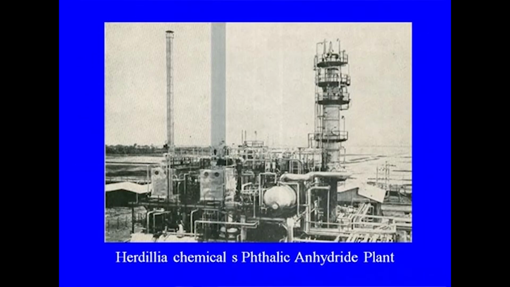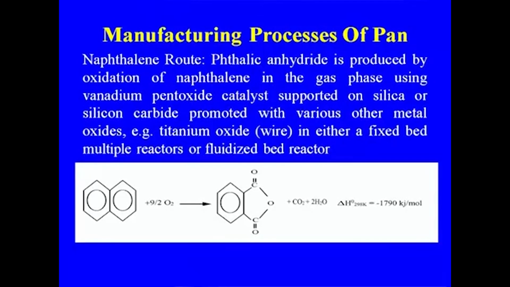This is again the phthalic anhydride plant of Ardelia Chemicals. So the process earlier, as I told you, was the naphthalene route; that was the only raw material, naphthalene available from the coke oven plant. So that was being used for the manufacture of phthalic anhydride. Here phthalic anhydride is produced by oxidation of naphthalene in the gas phase using vanadium pentoxide catalyst supported on silica or silicon carbide, promoted with various other metal oxides like titanium oxide, in either fixed bed multiple reactors or a fluidized bed reactor.